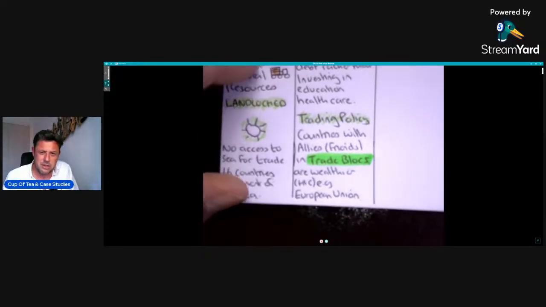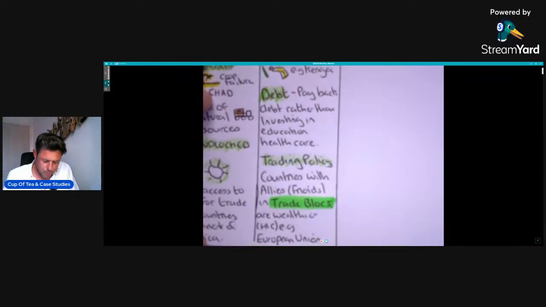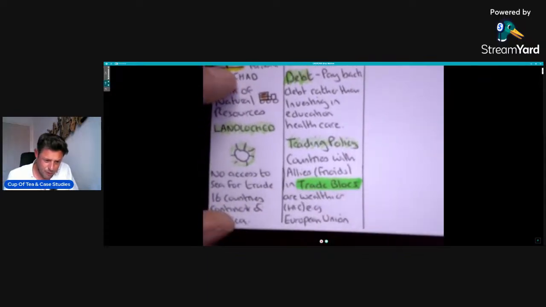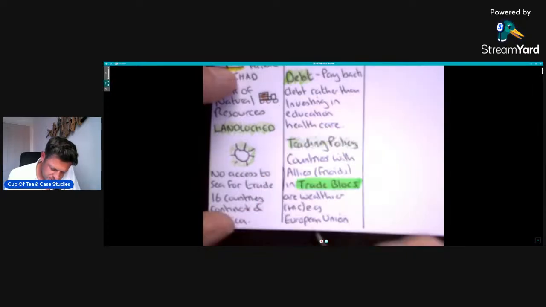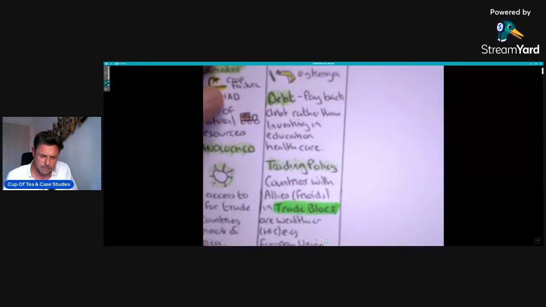But as you noticed, I've not mentioned any of the poorer nations there, because the poorer nations don't get involved. They're not invited to be involved, or they don't have, well, they do have trade blocks in Africa, but they're not as wealthy trading blocks.